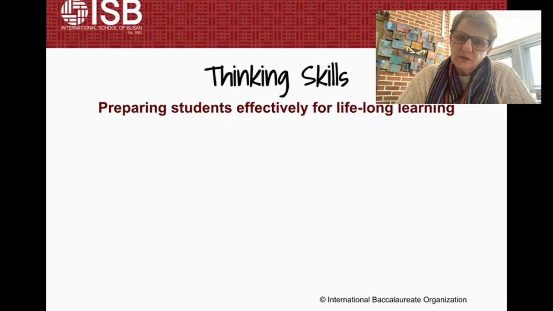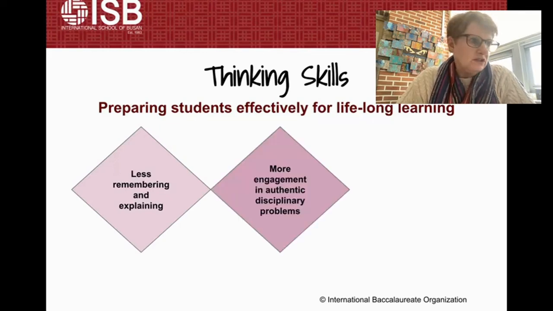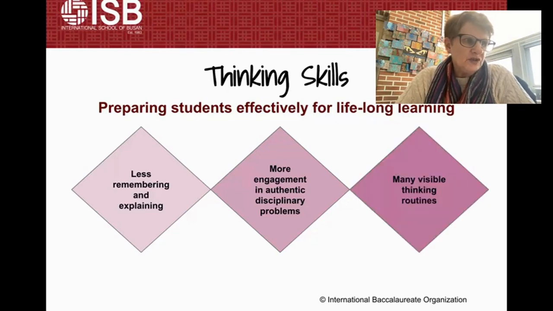So let's move to the skills themselves, beginning with thinking skills. IB courses are moving away from tasks that require students to just remember or explain. While knowledge is still vital, students are taught to apply their knowledge in authentic disciplinary problems. So biology students are taught to think like biologists, economics students like economists, and music students like musicians. And finally, students make their thinking explicit through visible thinking routines.